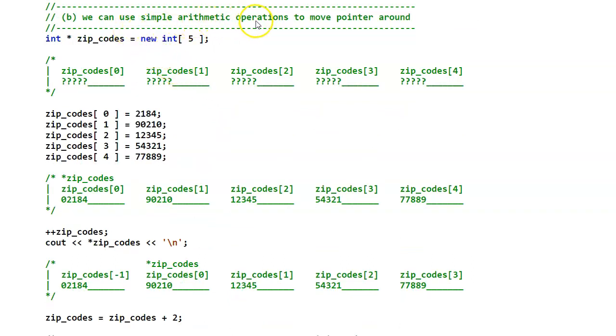We can use simple arithmetic operations to move a pointer around. So the pointer is a variable, and we can use it to navigate to different locations in memory. Here we create a pointer named zip codes, and we dynamically allocate 5 integers in memory using the new operator. So this syntax allows the program to dynamically allocate whatever number of integers you want. In my case, I'm allocating 5 integers dynamically. And the new operator returns back the location of the first integer in memory.